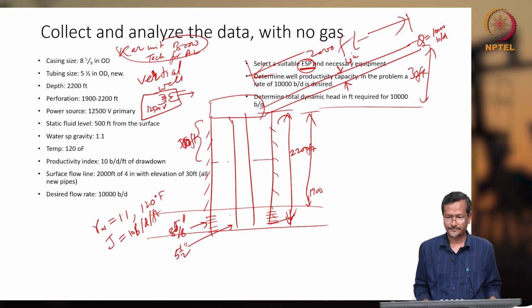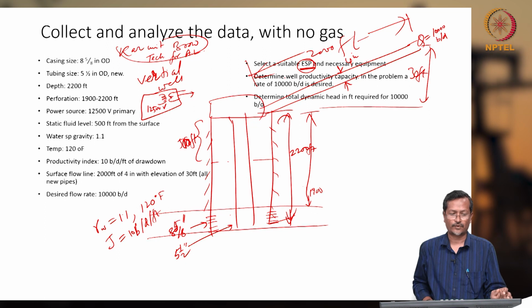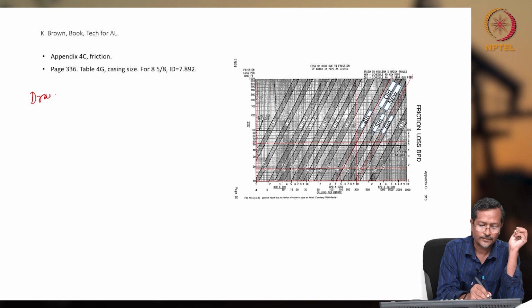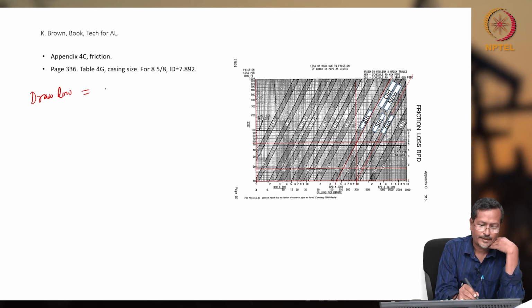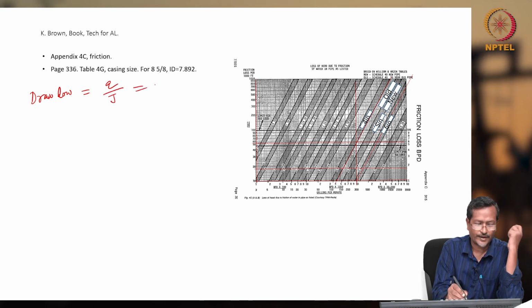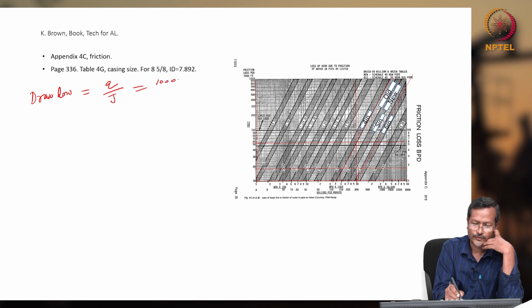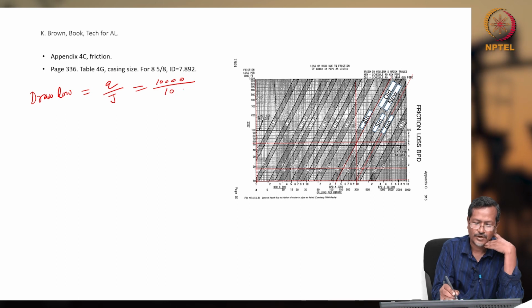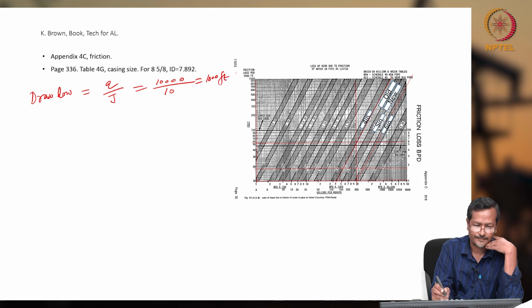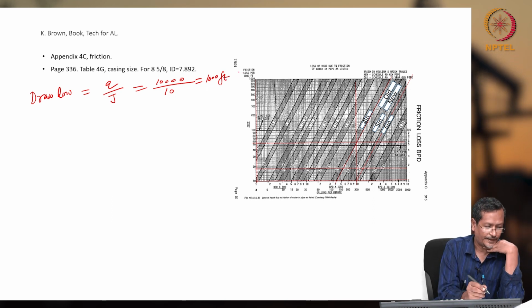Okay, so let's see. First you have to calculate drawdown. Drawdown you get from Q by productivity index J, right? So flow rate, how much? Flow rate is 10,000 barrel, I already told, right? And productivity index is given as 10. So how much drawdown? Drawdown is 1000 feet. This much pressure will be lost. Now lift head.